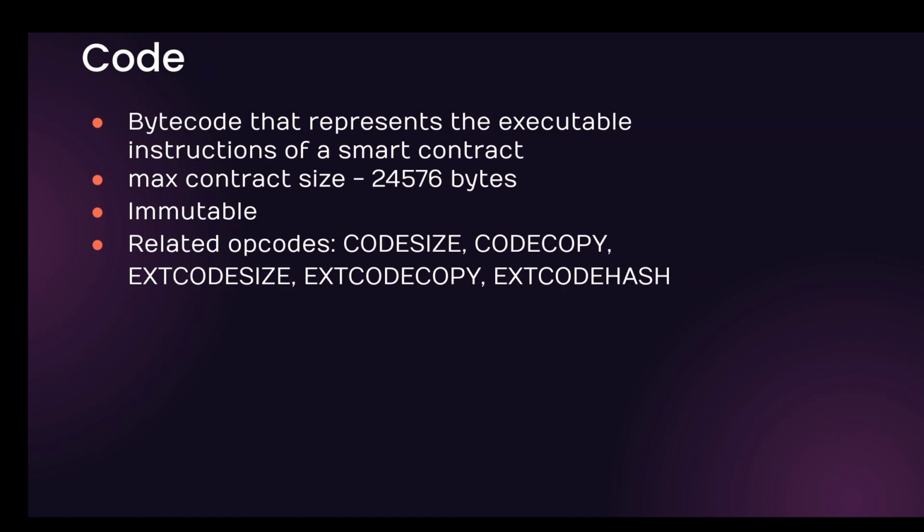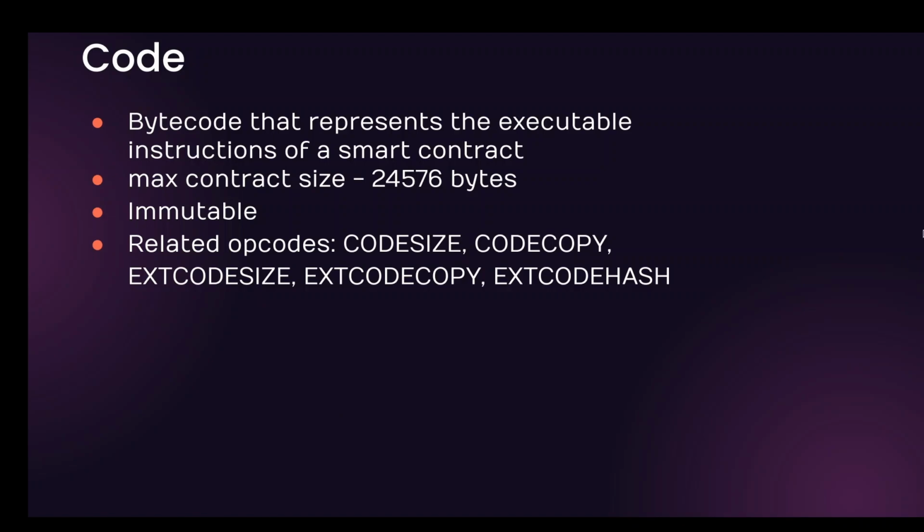And now finally, let's go to the code. So code, this is the bytecode that represents the executable instructions of a smart contract. When you deploy a smart contract on Ethereum blockchain, what gets stored in the blockchain is the compiled bytecode, which is just a series of EVM instructions. Additionally, what you have to know about the code is that the max contract size is 24 kilobytes. It's immutable. That means that you cannot change it. And opcodes related to the code are code size, code copy, external code size, external code copy, external code hash.